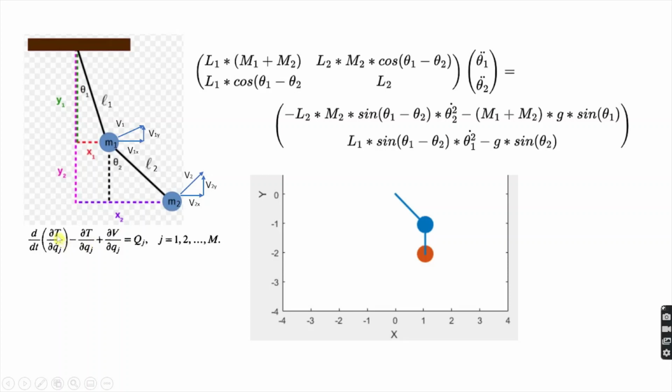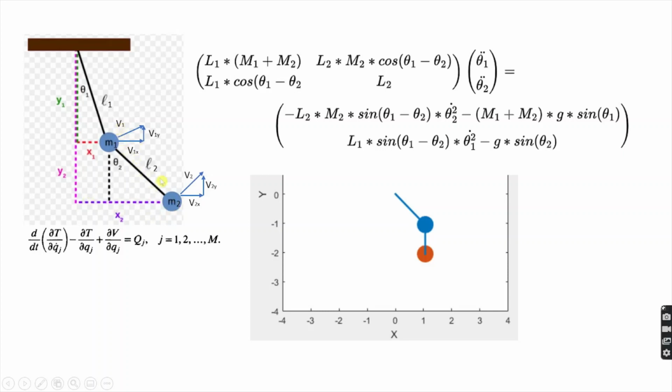As previously, we saw a video on how to derive the equations of motion for a spring pendulum. This one is a double pendulum, and here's Lagrange's equation of motion, T being the kinetic energy and V being the potential energy, and q, the small q, is the generalized coordinate. There are two generalized coordinates here, theta 1 and theta 2. Just to show you in this figure, x1 and y1 denote the position of m1, and x2 and y2 denote the position of m2.